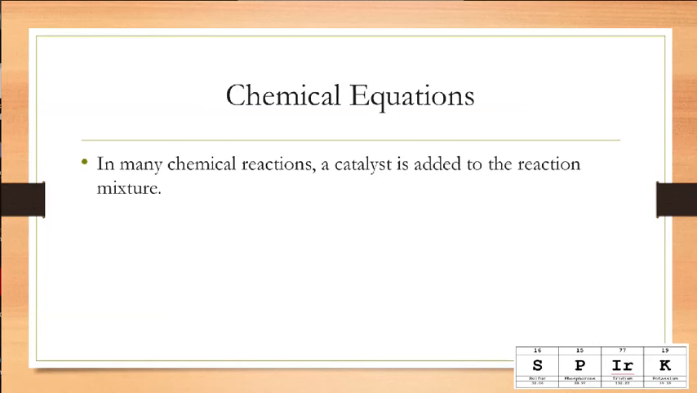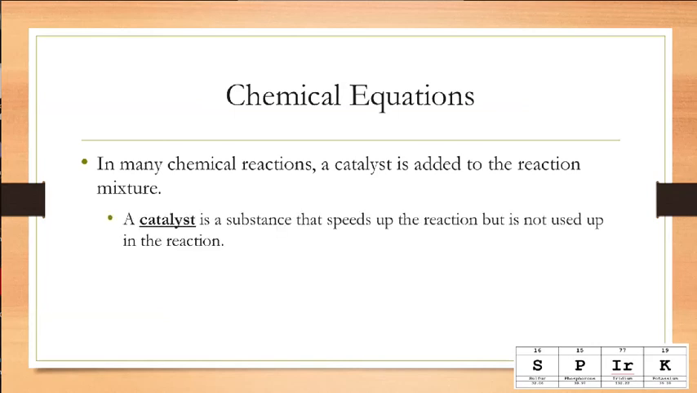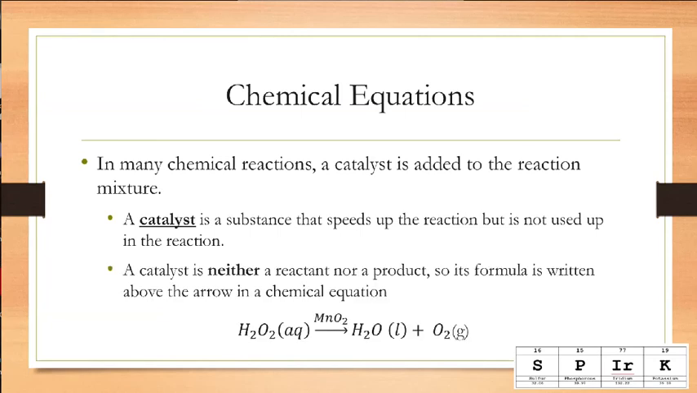In many chemical reactions, a catalyst is added to the reaction mixture. A catalyst is a substance that speeds up the reaction but is not used up in the reaction. A catalyst is neither a reactant nor a product, so its formula is written above the arrow in the chemical equation. So here we have hydrogen peroxide, which is aqueous because it's dissolved in water, and we have MnO2 as our catalyst, so we write it above the arrow, which yields H2O, which is a liquid, and oxygen, which is a gas.